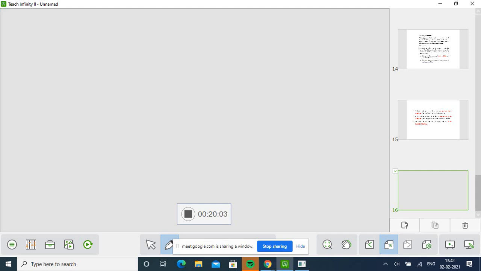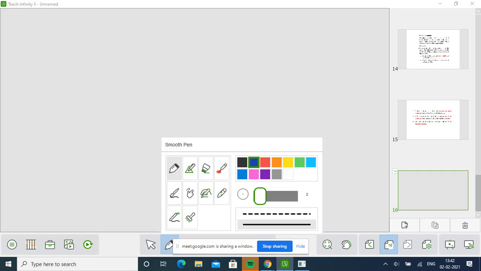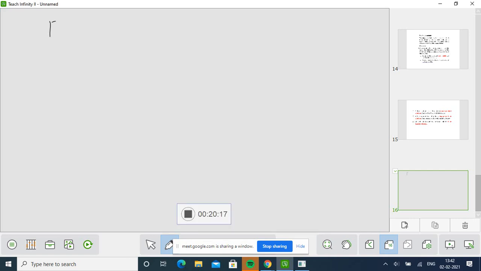First, we'll try to write the given problem in a standard form or canonical form. Express the following LPP in the canonical form. So how are we going to express it?